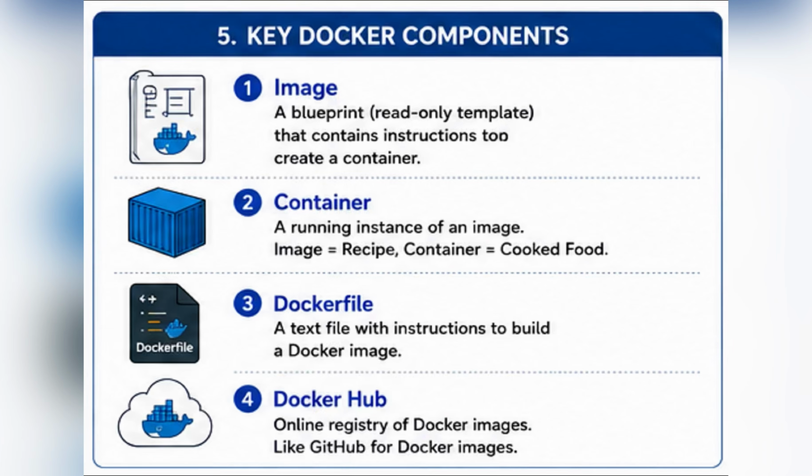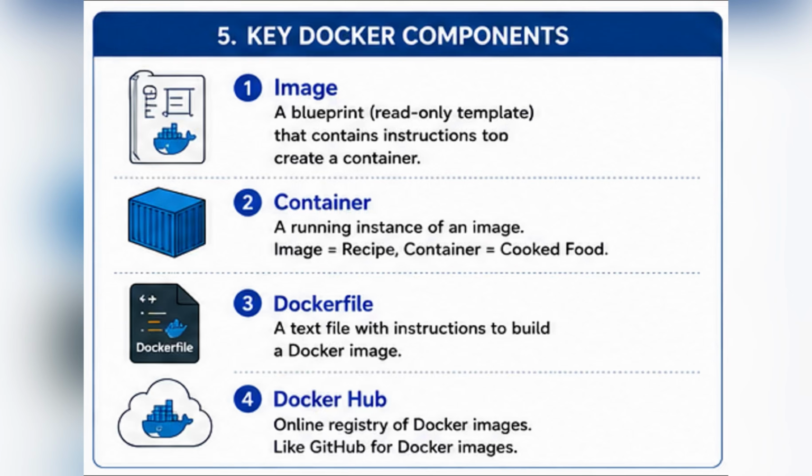Now let's understand 4 important Docker terms. Docker image. Think of an image as a blueprint. It contains all the instructions needed to create an environment. However, an image is not running. It is simply a template. Docker container. When we run an image, Docker creates a container. A container is simply a running instance of an image. An easy way to remember this is recipe equals image. Cooked food equals container.